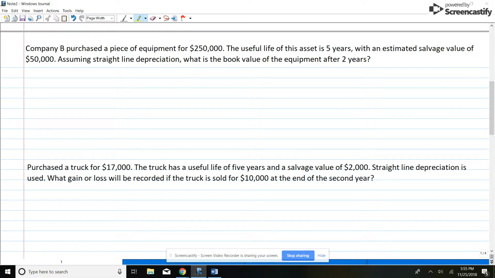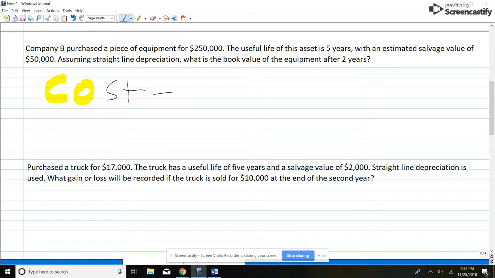Alright, so the first thing that we got to do when we do these types of problems is we have to figure out the depreciation base. And if you remember, the depreciation base is cost minus salvage value. So we have 250,000. We're going to subtract the 50,000.